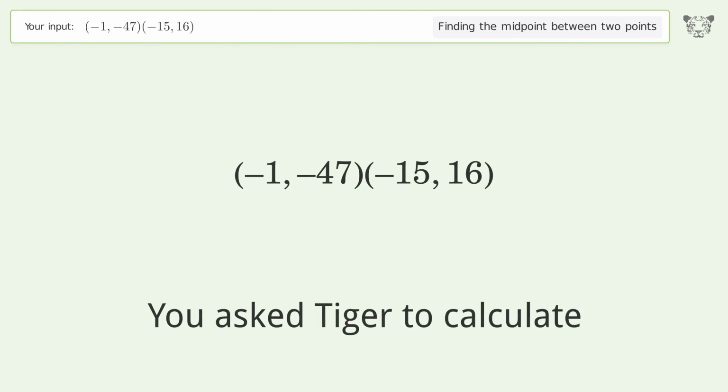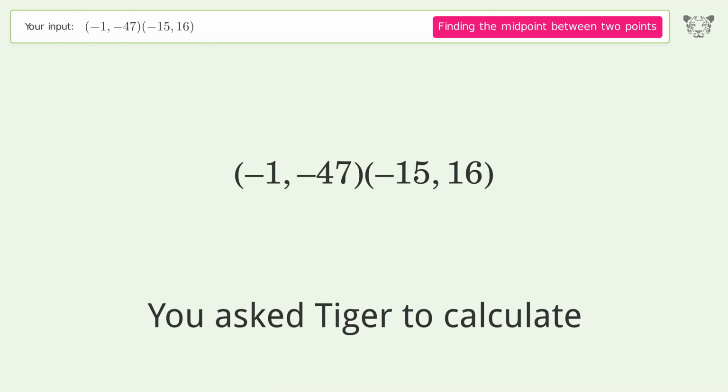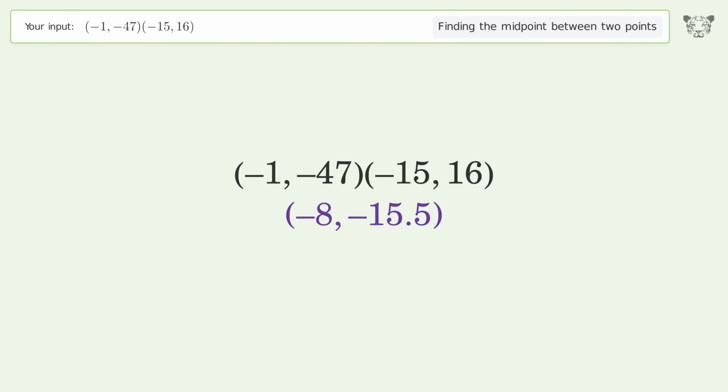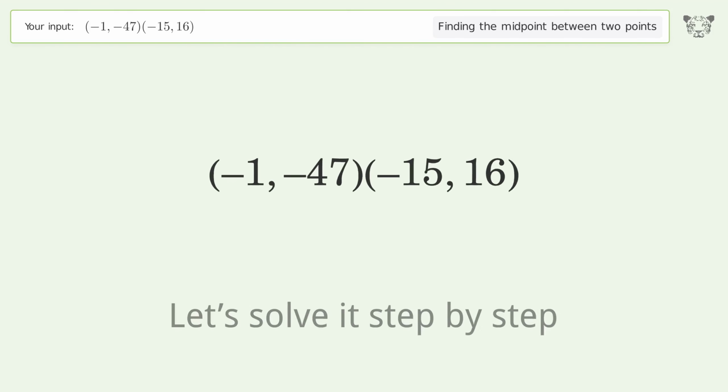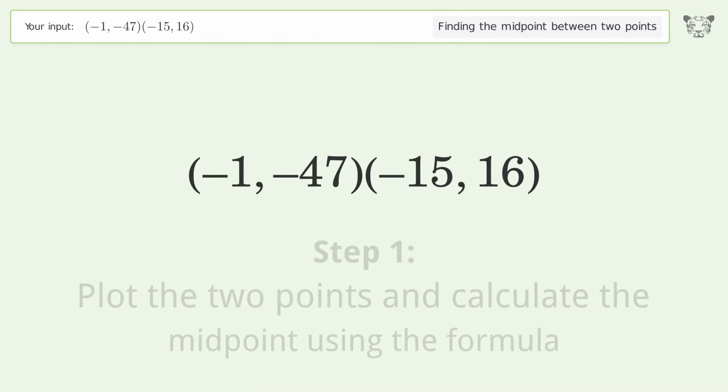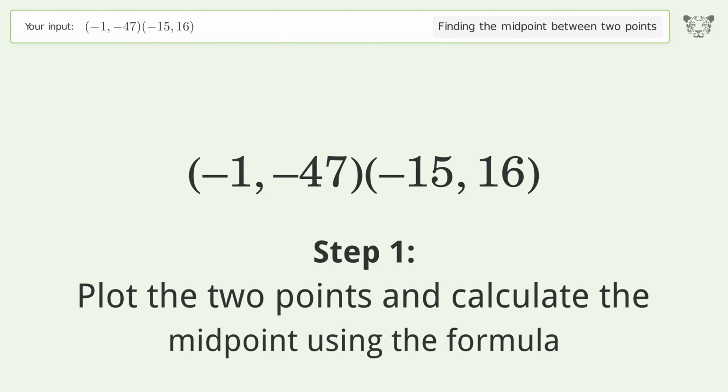You ask Tiger to calculate. This deals with finding the midpoint between 2 points. The midpoint between the 2 points is -8, -15.5. Let's solve it step by step. Plot the 2 points and calculate the midpoint using the formula.